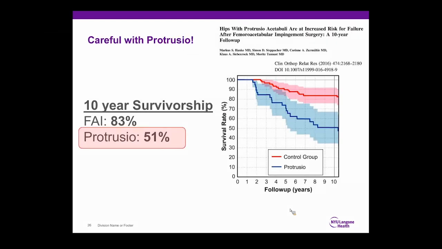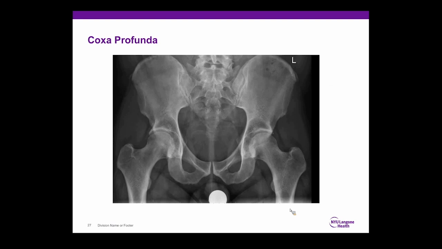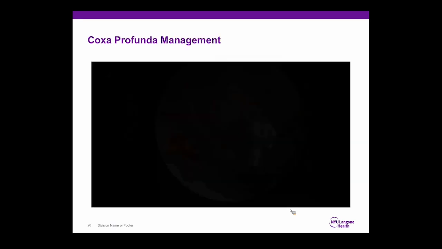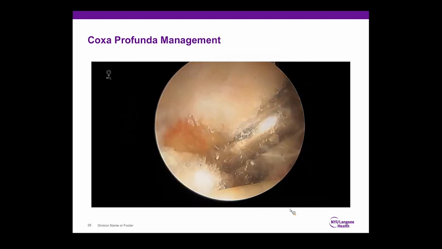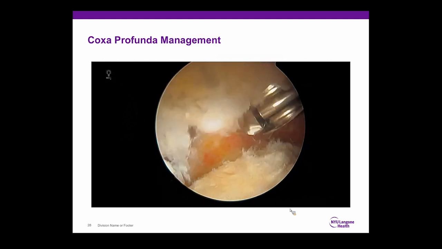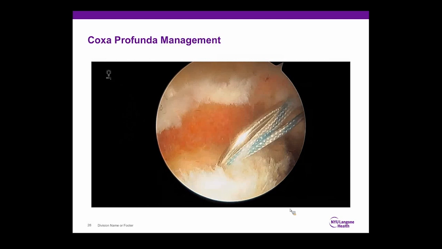I think this is especially important in those patients with coxa profunda and protrusio. Here's a study that showed that the 10-year survivorship for protrusio was only 51%. Obviously the theory here is potentially that you're resecting more than you need. Here's a patient with not quite protrusio, but they've got a pretty deep hip. And here what we do is basically the opposite of a dysplastic hip. So in this case, we actually try to take some more.